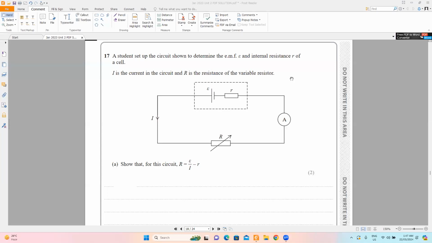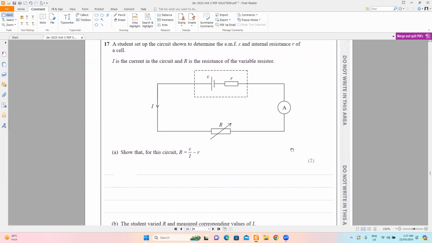Question 17 says, a student set up the circuit shown to determine the EMF and internal resistance R of a cell. I is the current in the circuit and R is the resistance of the variable resistor. Show that for this circuit, R equals EMF by I minus r.